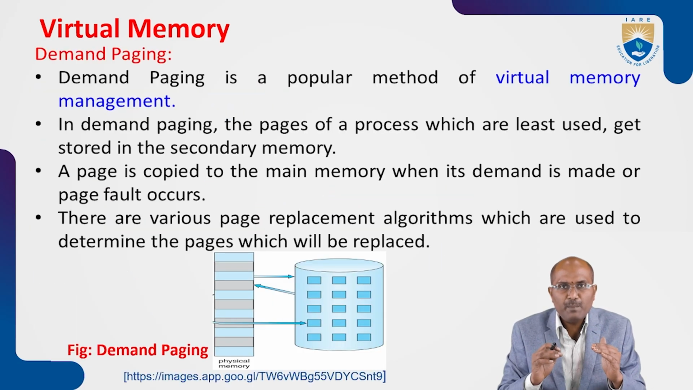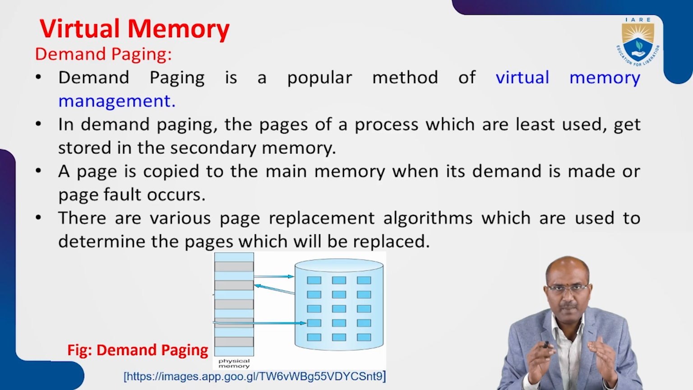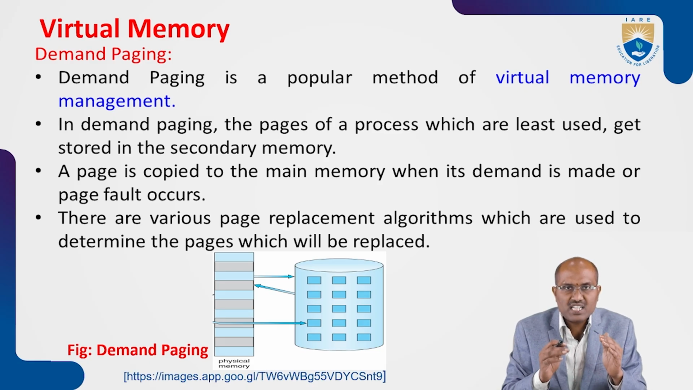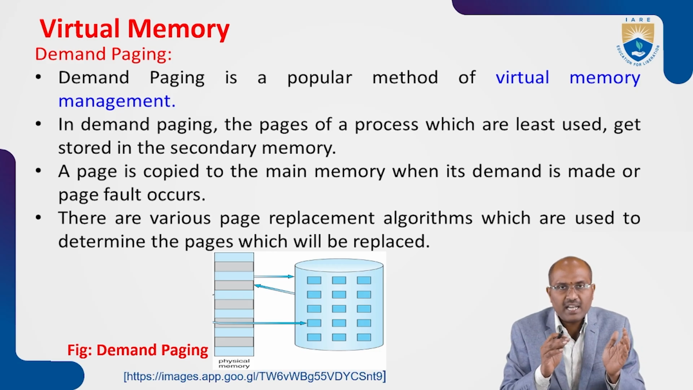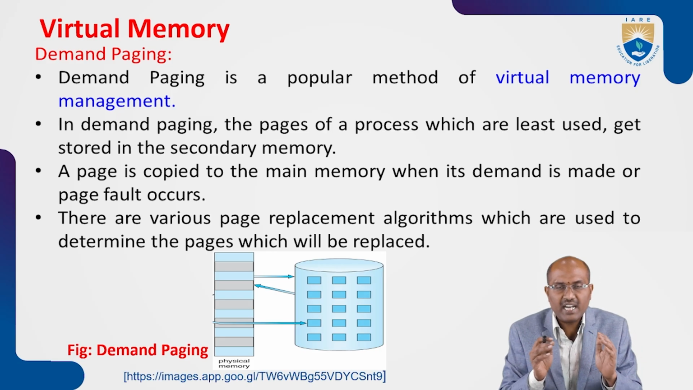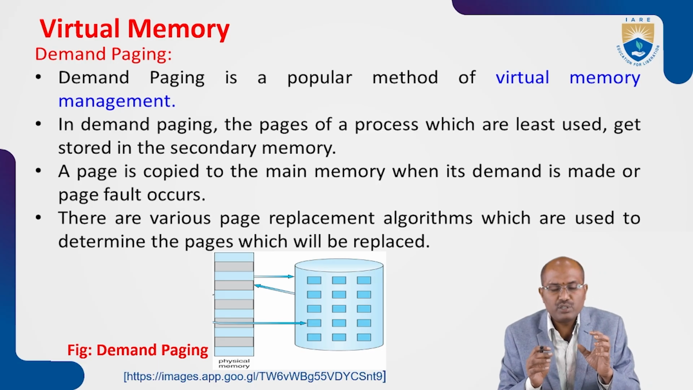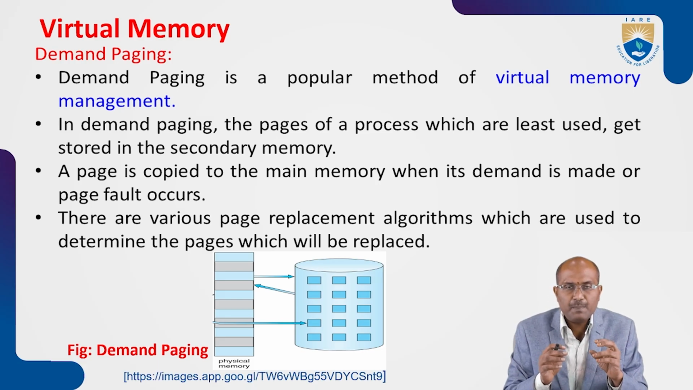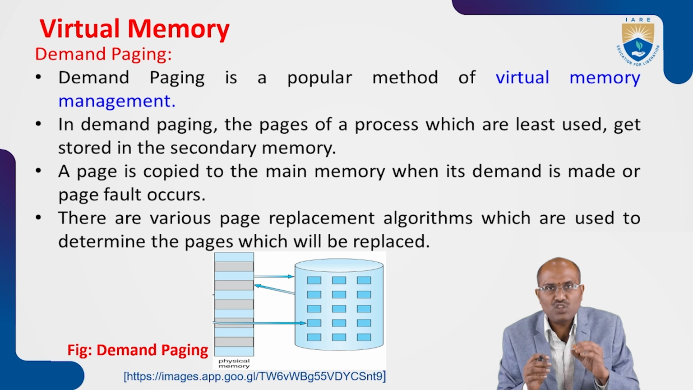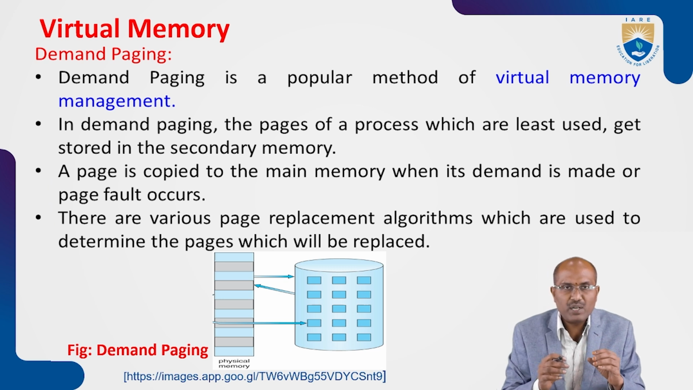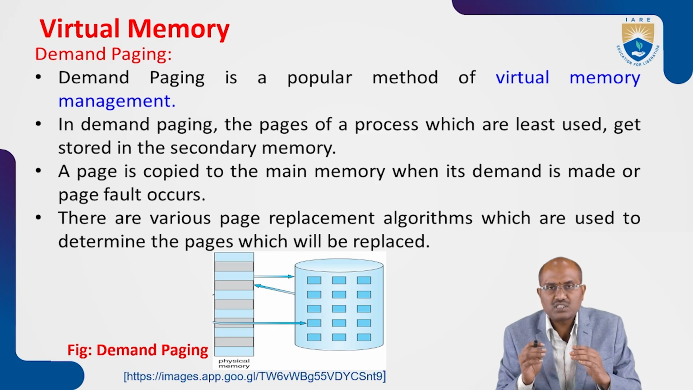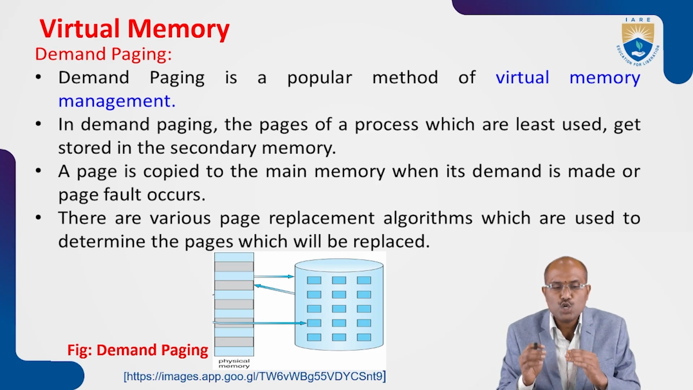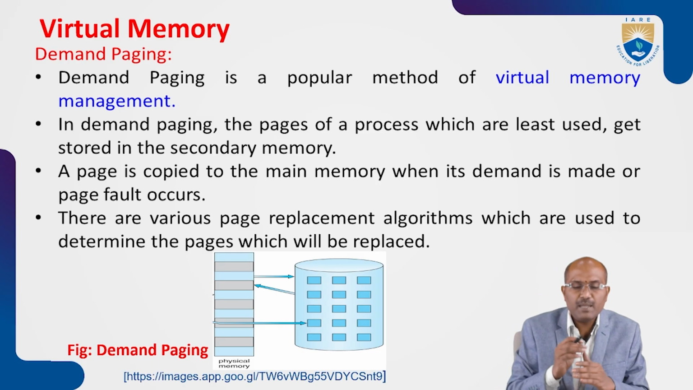Actually, virtual memory performs through demand paging. Pages can be swapped from secondary memory to primary memory, and again from primary memory to secondary memory. Demand paging is a popular method of virtual memory management. In demand paging, the pages of a process which are least used get stored in the secondary memory.